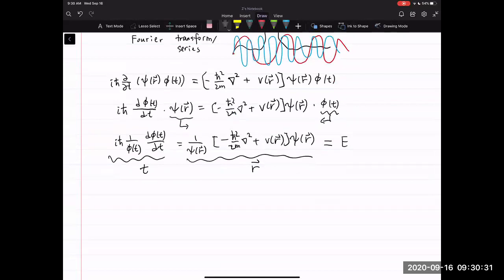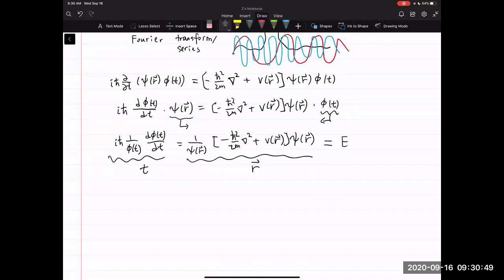So why do we call that E? Oh, this is more like an afterthought. Later on, you'll see this constant indeed is the energy of the system. But for now, let's just treat E as a constant.